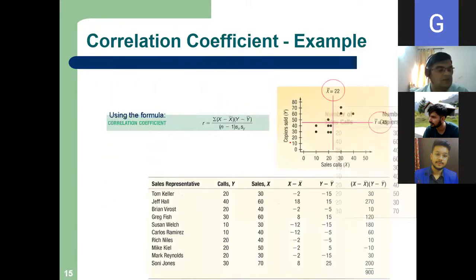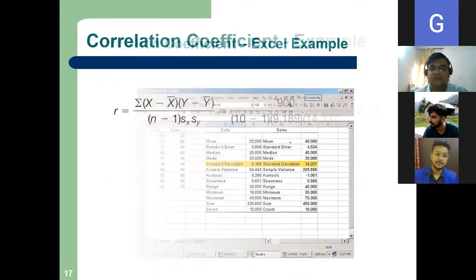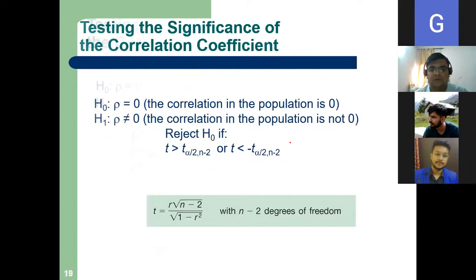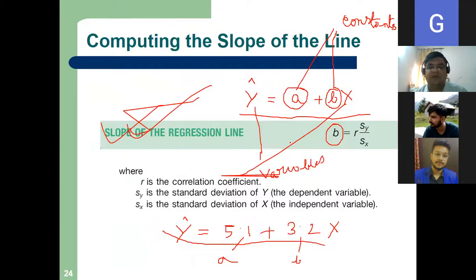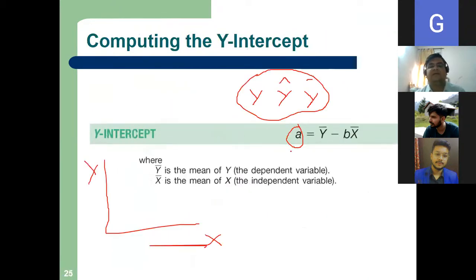Let us understand now. So B we got, A we got, right? What is A? A is equal to y bar minus B into X bar. B we have already calculated. So y bar we can calculate, minus B into X bar, where y bar is the mean of the DV and X bar is the mean of the IDV. Clear?